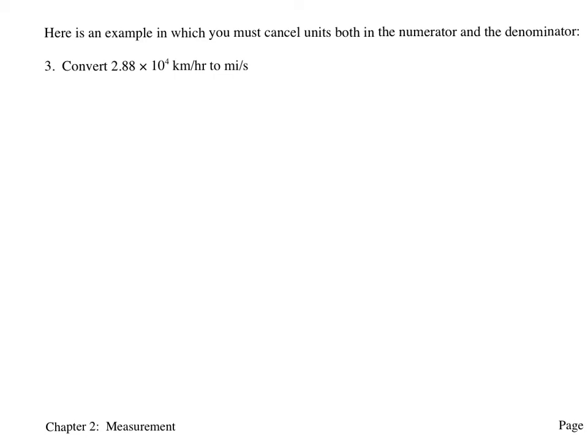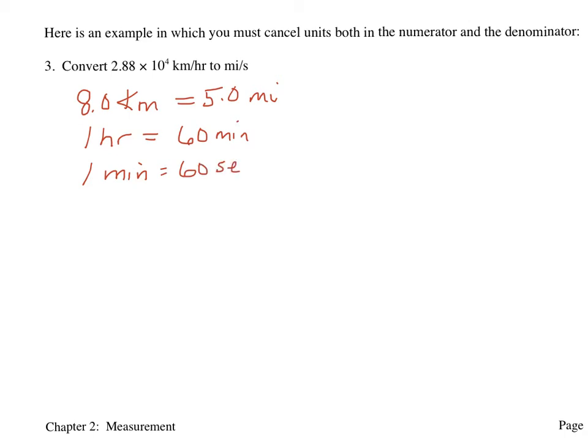If you look at the back of the periodic table in that equality section, you'll see that there's an equality that says for every 8.0 kilometers, that's the equivalent of 5 miles. So that gets me the relationship between those two things. And we already know that an hour is the same thing as 60 minutes. And we know that 1 minute is the same thing as 60 seconds. So that'll give us enough to solve this problem.